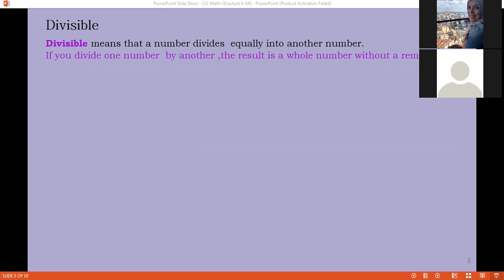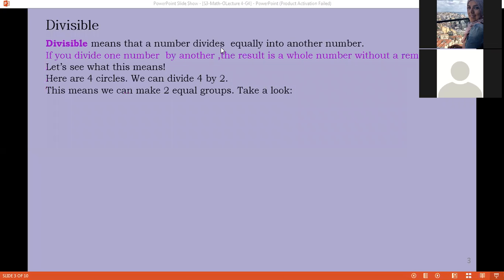You know that we have been working on division for like 1 month or 2 months, right? We were learning how to divide, right? So I'm just going to make an example. If we have 4 circles, we can divide the 4 by 2. Do you agree?